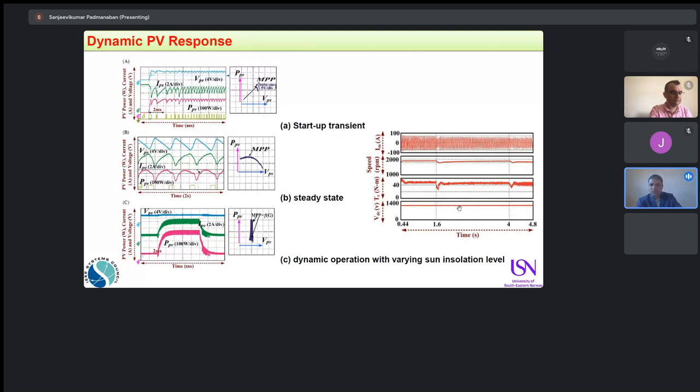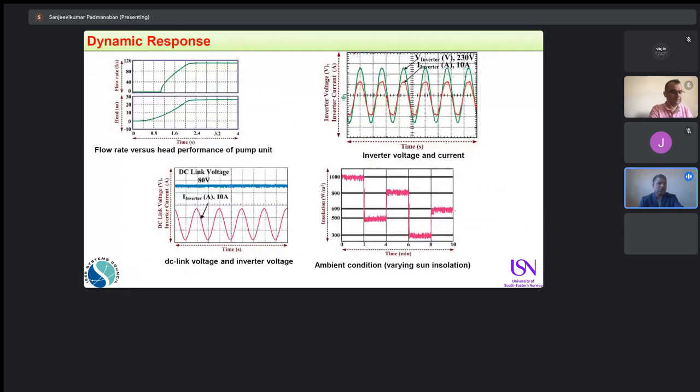With a DC link voltage, as I said in the beginning, we are using a converter because we need 1400 volts. And these are the dynamic responses you can see from the flow rate of the turbine, the flow rate of the induction pump along with the head variations. You can have a look at how the performance is carried out by the pump.